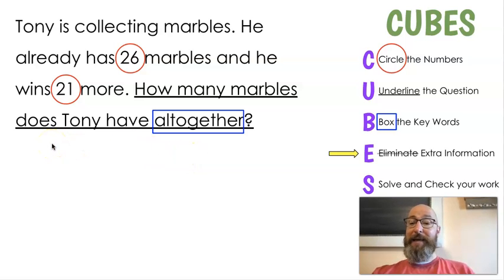Now, next we're going to go to E, which is eliminate extra information. Is there anything in this sentence, in this question, that we don't really need to know?